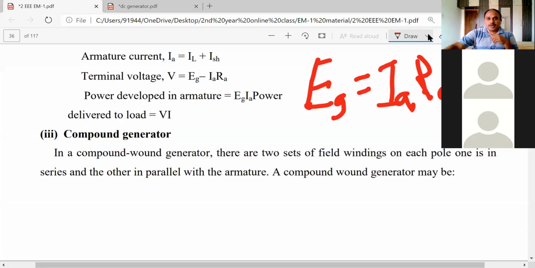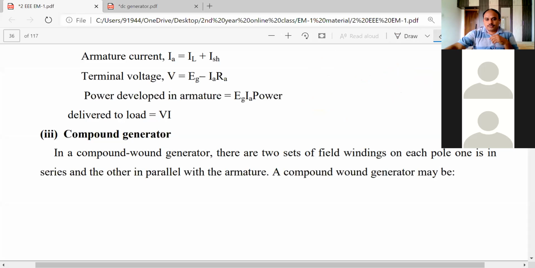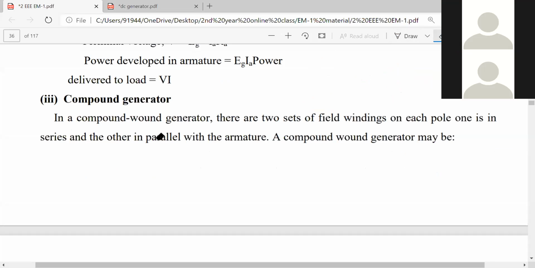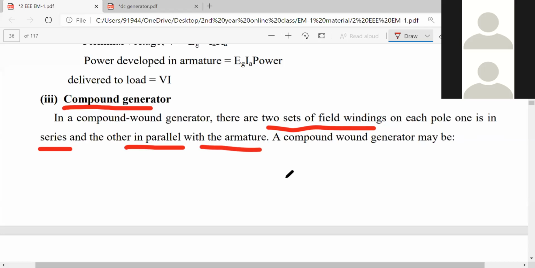Okay, source equals the sum of the drops. So compound means having both series and shunt windings. That machine is called a compound machine. That means a compound machine has two field coils, one series and the second shunt. Two sets of field windings. A compound machine has two sets of field winding on each pole. One is in series, the second one is in parallel with the armature.